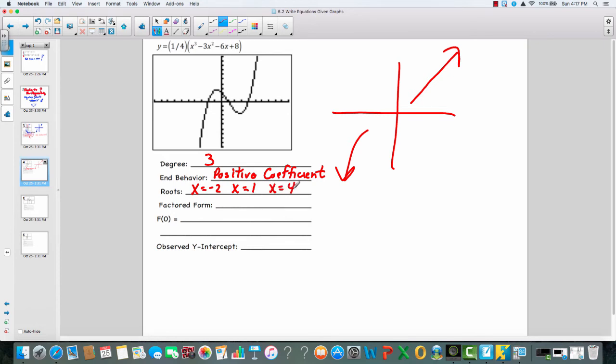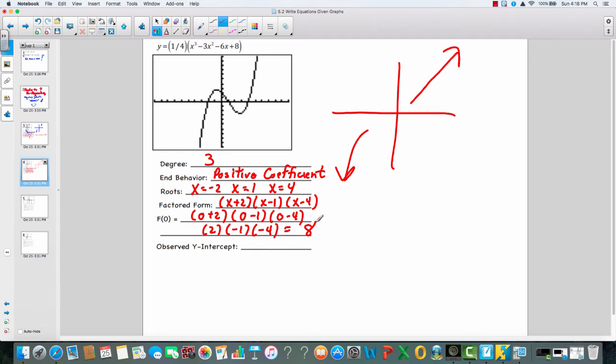So the factored form, nothing's going to change there. X plus 2, x minus 1, x minus 4. Based on this factored form, what would our y-intercept be? What would we expect it to be? So we plug in 0 for x, because that's where the y-intercept would be. So we have 0 plus 2, just like the last time, 0 minus 1 times 0 minus 4. That is 2 times -1 times -4. Okay, again, positive 8. What's the observed y-intercept?